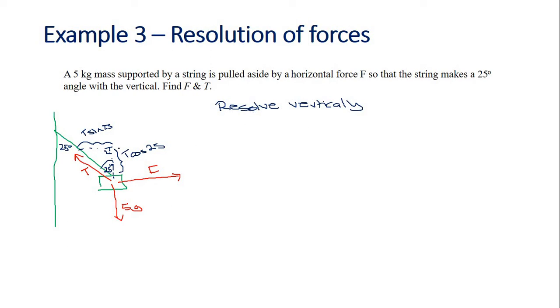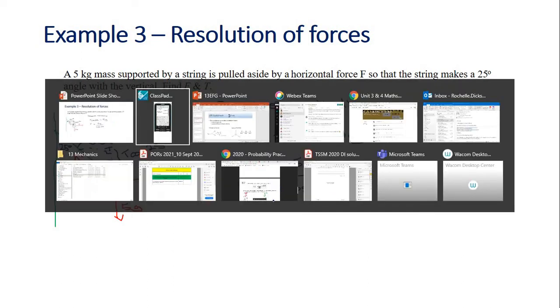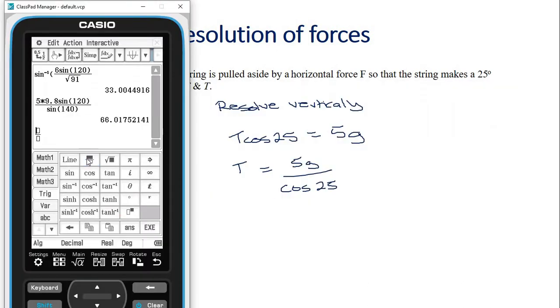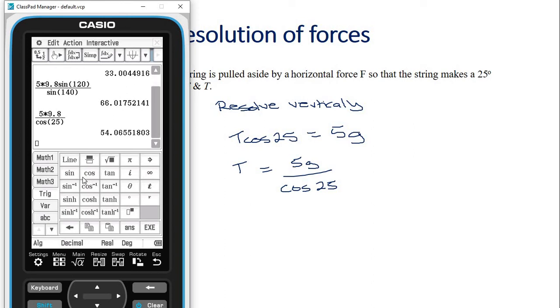So our force acting upwards is this resolved force here, T cos 25, and that needs to equal our force acting downwards, which is 5g. So that means that T is going to be equal to 5g divided by cos of 25. So we pop that in CAS. We've got 5 times 9.8, remember gravity is 9.8, divided by cos of 25. So we get 54.07 if we're doing 2 decimal places.